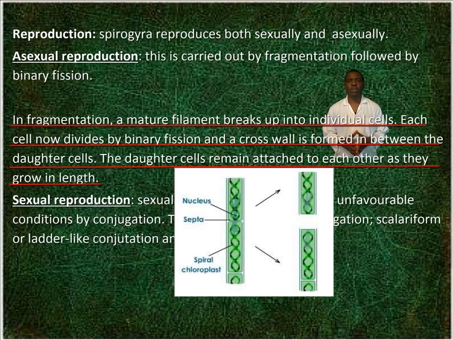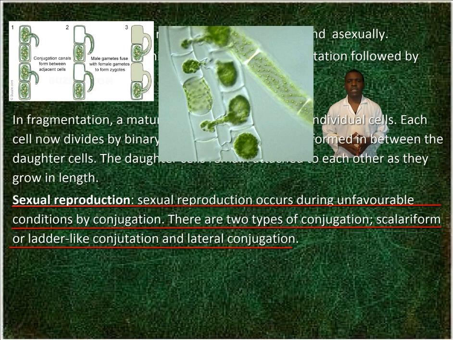In fragmentation, a mature filament breaks up into individual cells. Each cell now divides by binary fission and a cross wall is formed in between the daughter cells. The daughter cells remain attached to each other as they grow in length. Sexual reproduction occurs during unfavorable conditions by conjugation.